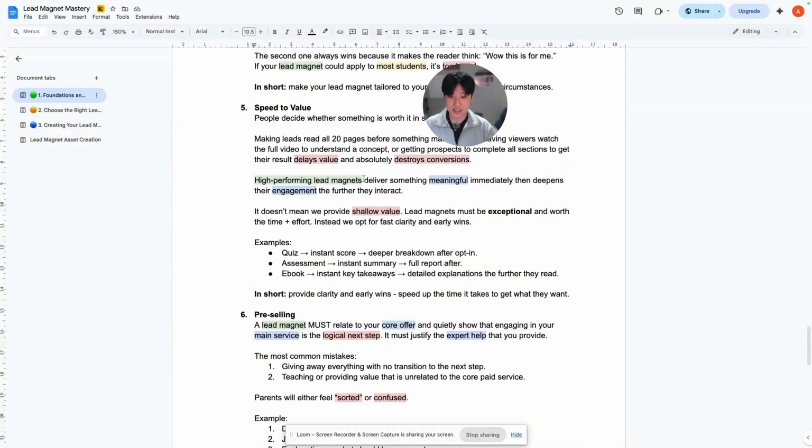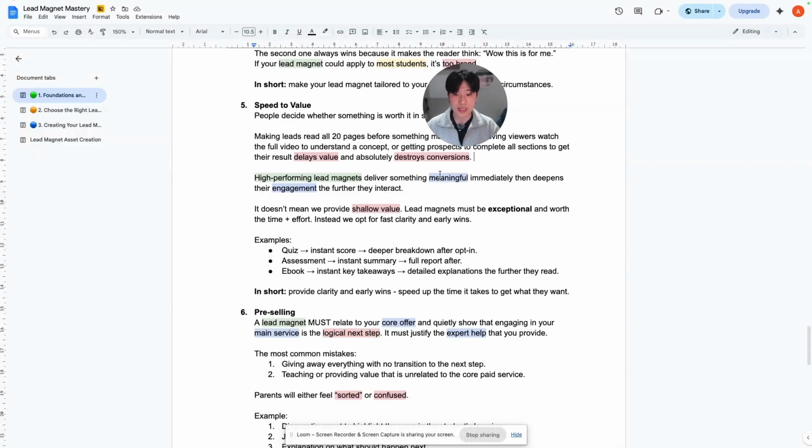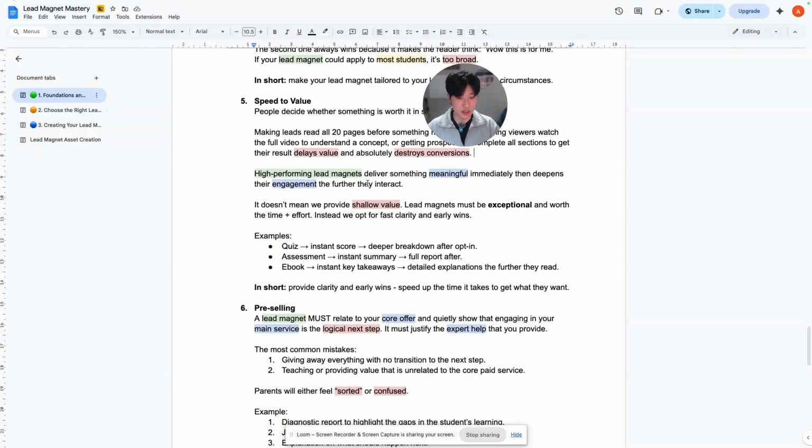High-performing lead magnets, on the other hand, deliver something meaningful immediately and then deepen the engagement the further they interact. It doesn't mean we provide shallow value because, like we said, lead magnets must be exceptional and they must be worth the time and the effort. But instead, we opt for fast clarity and early wins as soon as we can.